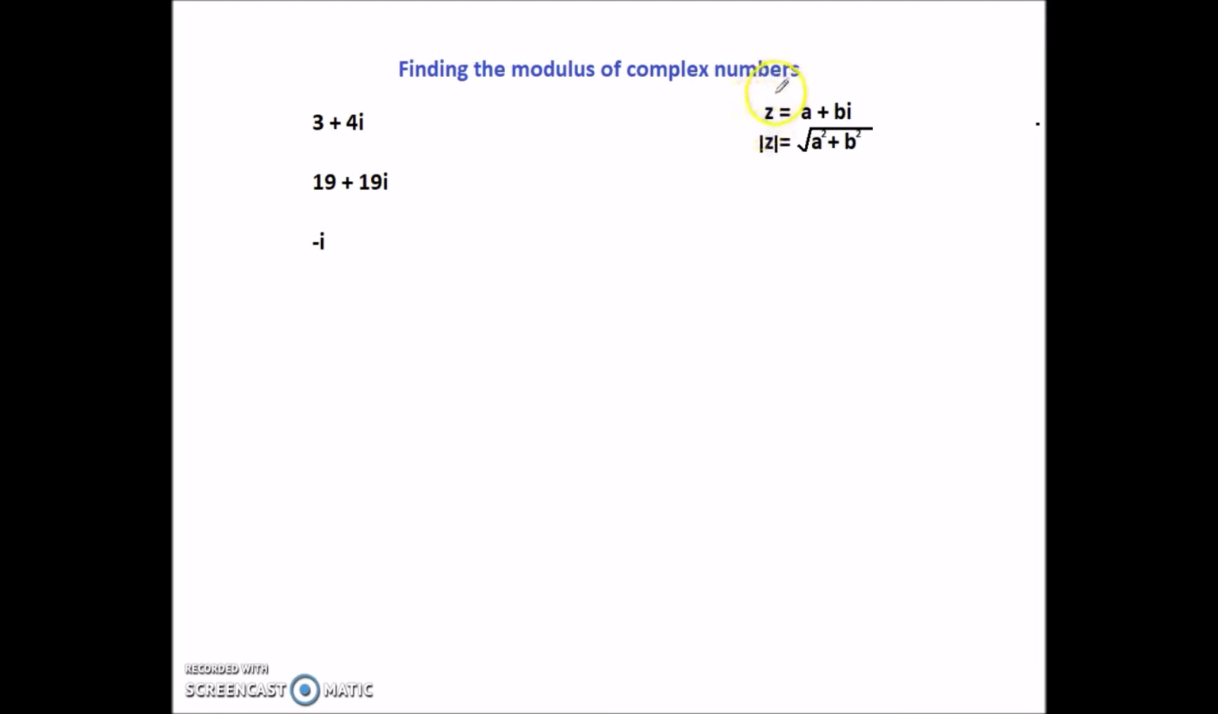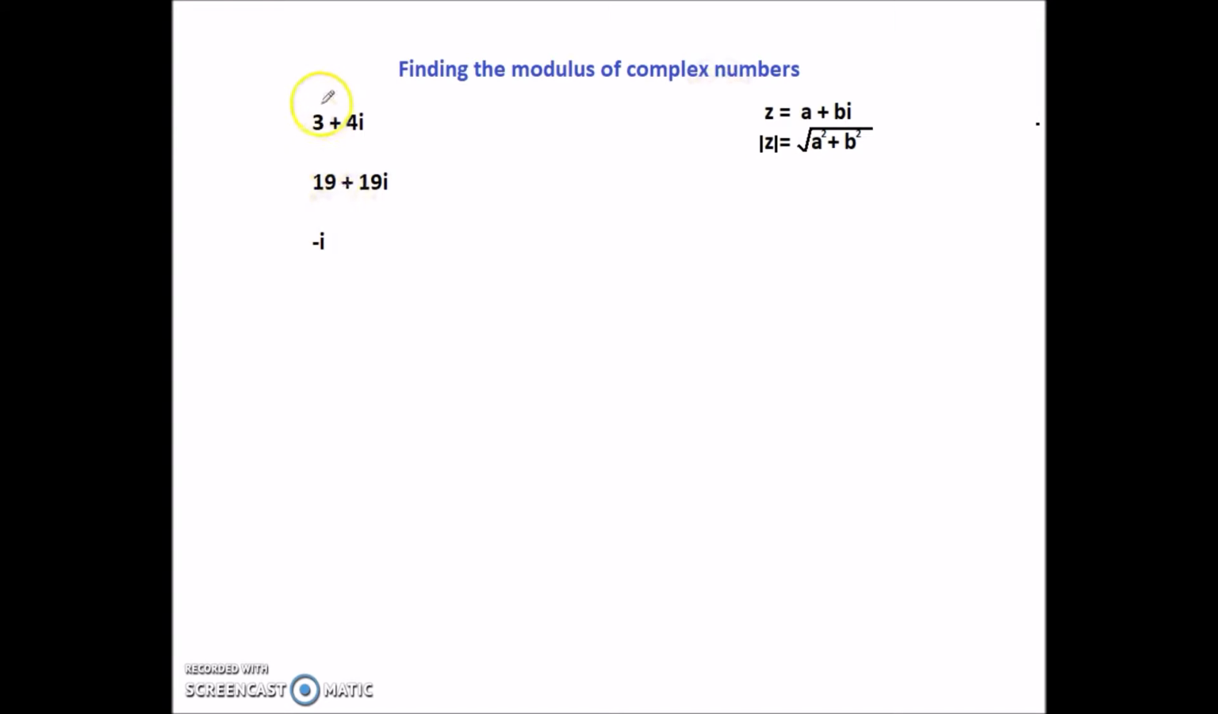So a complex number is going to be denoted by z, and it's going to take the form of a plus b multiplied by i. The absolute value, or the modulus, of z, the complex number, is going to be equal to the root of a squared plus b squared, and that's basically because of Pythagoras' theorem. So when you're trying to find the modulus of a complex number, all that you're trying to do is find the distance of the coordinates of that complex number from the origin.